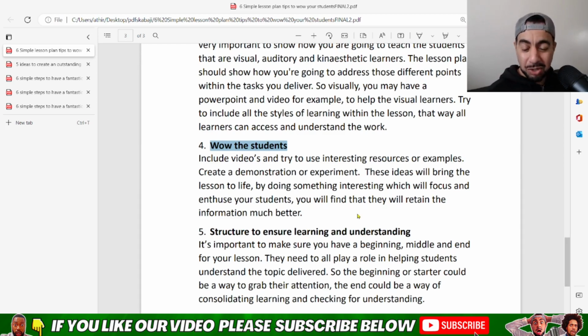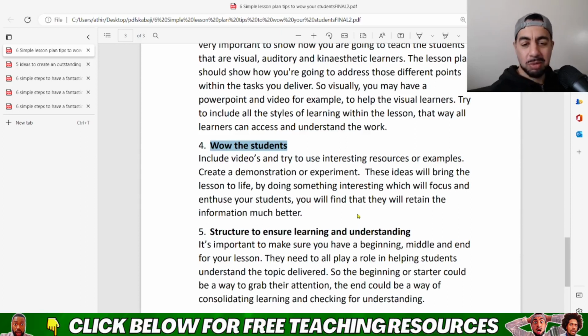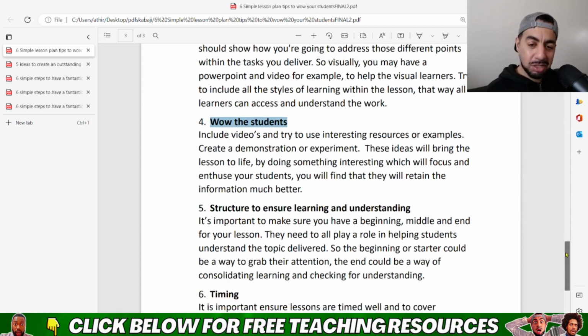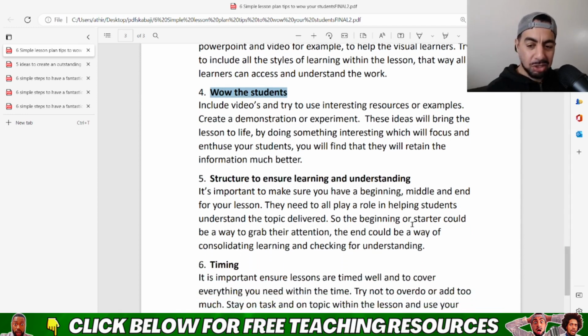So actually showing something working, how it works, or what it does, whatever it may be, it adds that kind of wow factor for the students, and it adds that interest for them, makes them more interested, because when you see something working, or in practice, wherever it may be, it just makes it more real.